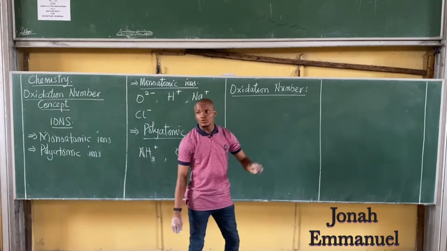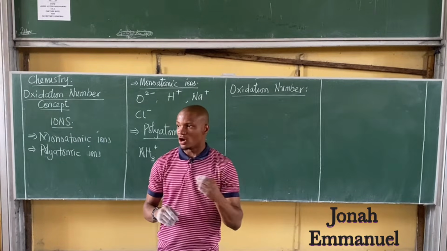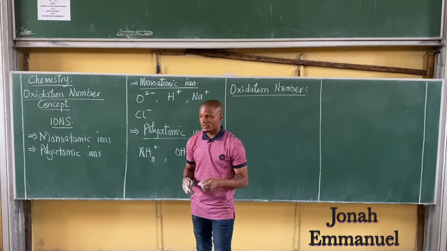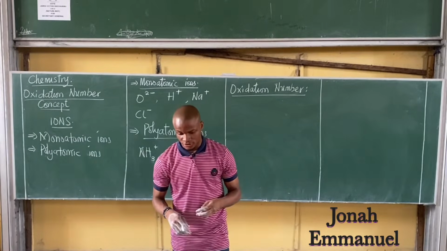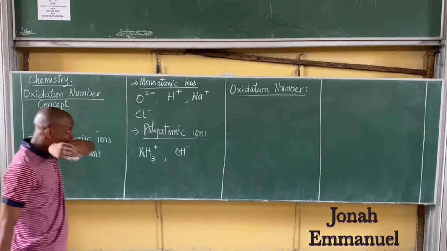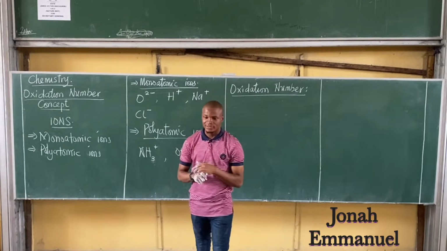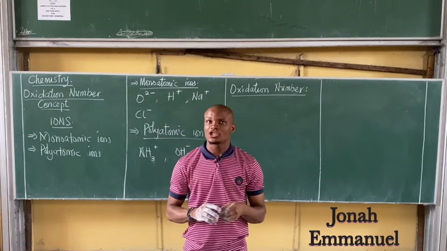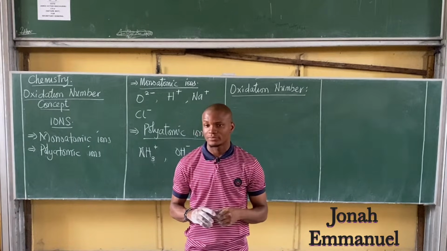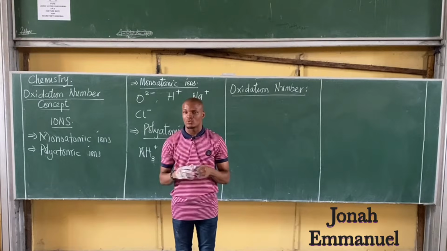Summary please. Rules for assigning oxidation number. Number one, the oxidation number of an element is equal to 0.